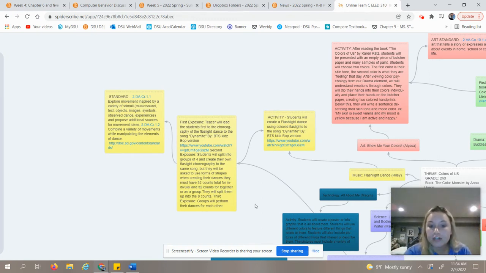My third exposure is the groups, after they are done getting their dance all together, they will perform them in front of each other after they are all done with that.